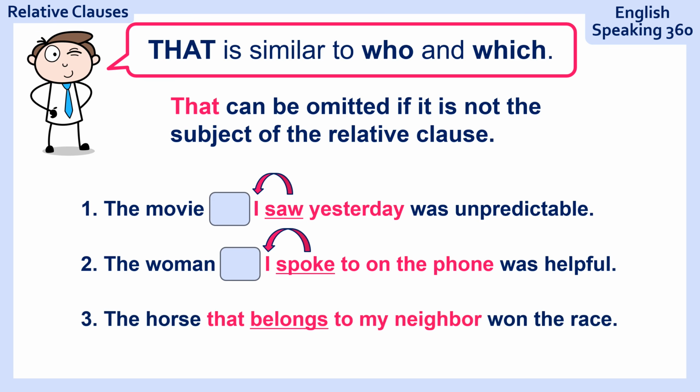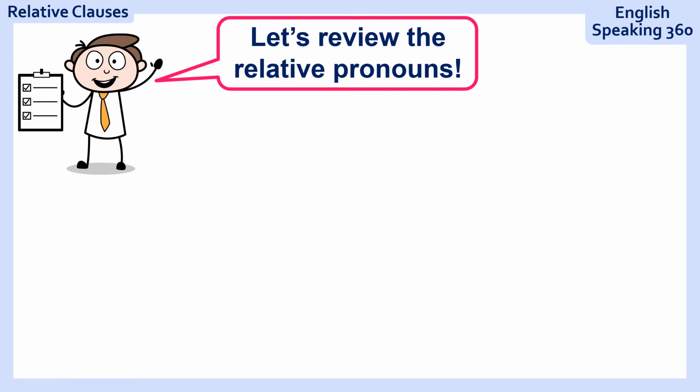Watch out! The horse that belongs to my neighbor won the race. Who belongs to my neighbor, or what belongs to my neighbor? The answer is the horse. And in the relative clause, the horse is replaced with that. It means that is the subject of the relative clause and you cannot remove it. You need that.